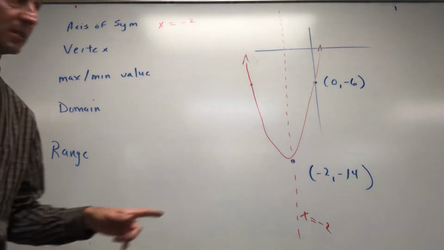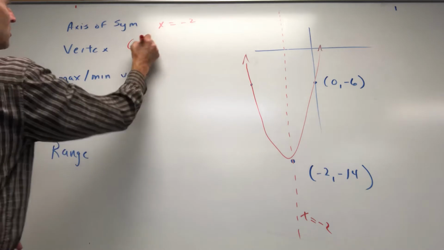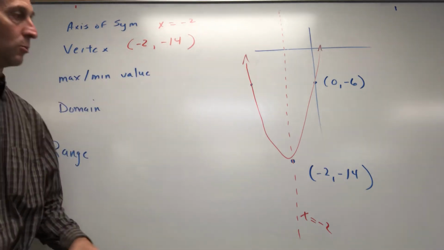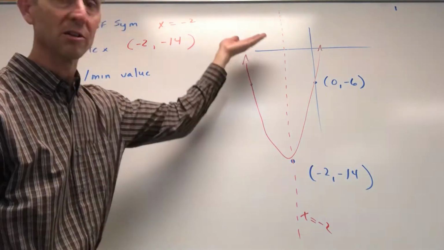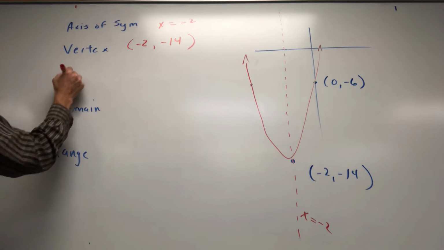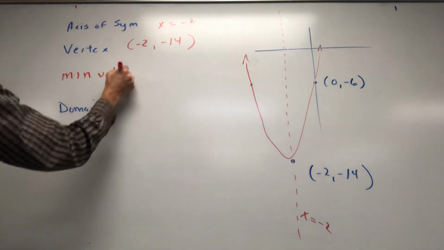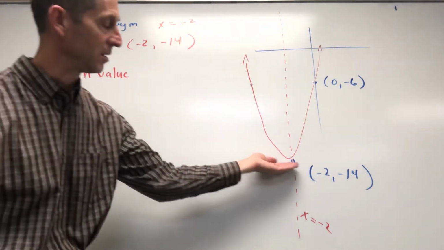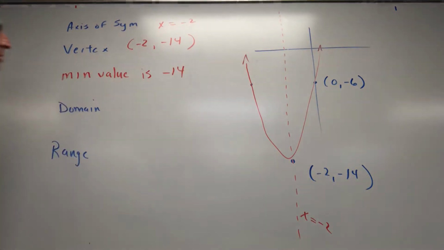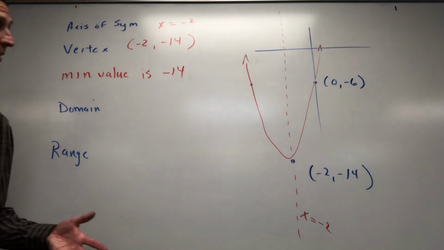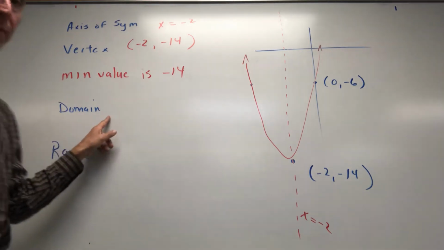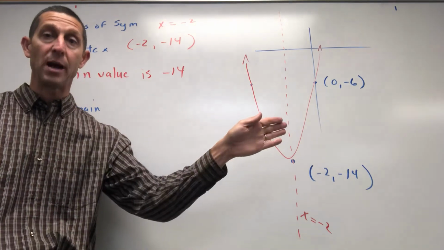My vertex, we found it, -2, -14. Now on the maximum minimum value, we know we're at the bottom, got nowhere else to go but up. So this is a minimum value. And where the minimum value is, all the way down at -14. So that was a cool thing to plug back in because you found part of your vertex and your minimum value. Now domain is always about how far left and right am I going.